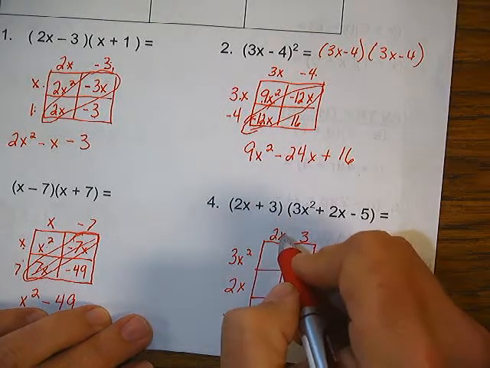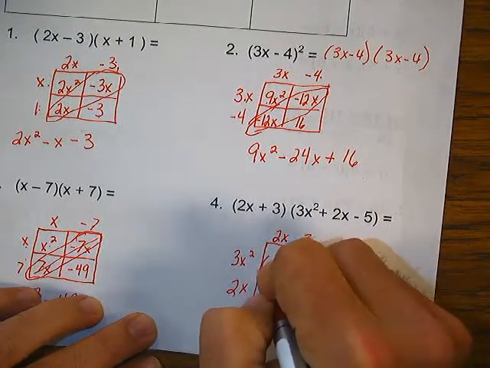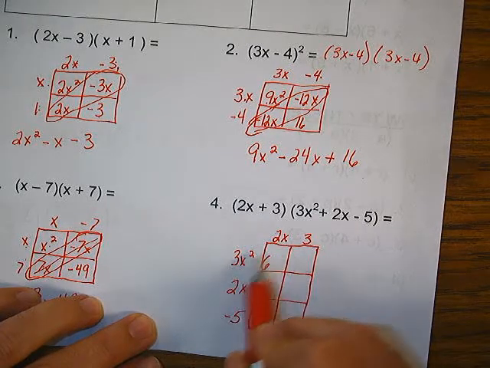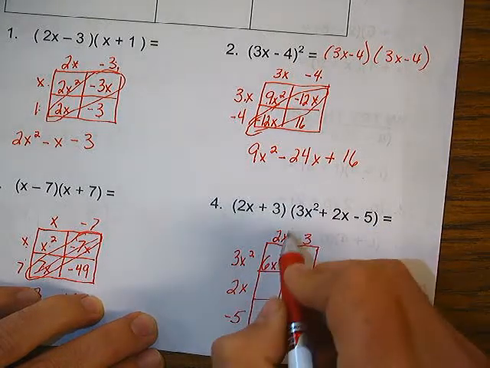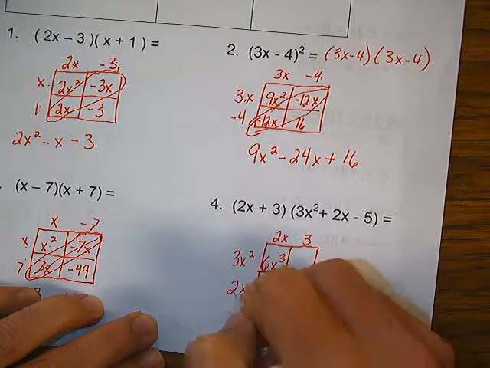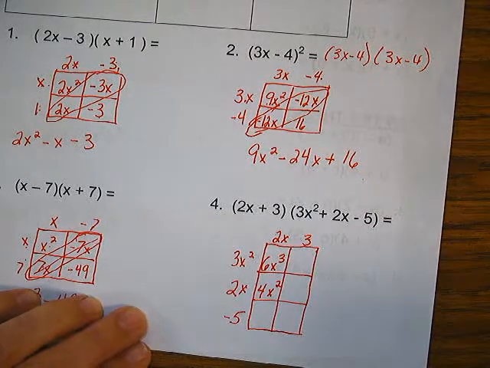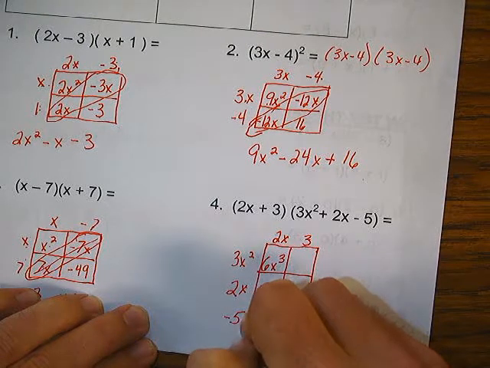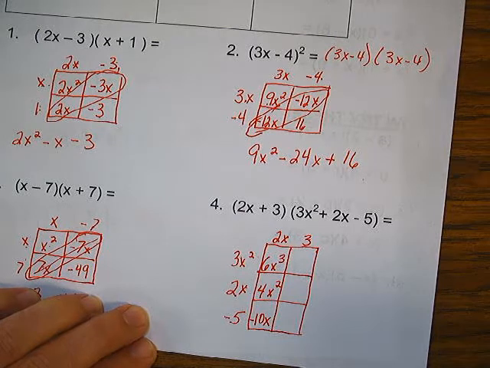Okay, let's start with the 2x. 2x times 3x squared. 2 times 3 is 6. We have, okay, like base is x. So we add the exponents. 2 plus 1 is x to the third. Now, 2x times 2x. 2 times 2 is 4. There's 1x there and 1x there, so that's x squared. Okay, then 2x times negative 5. 2 times negative 5 is negative 10x, and we only have 1x there.